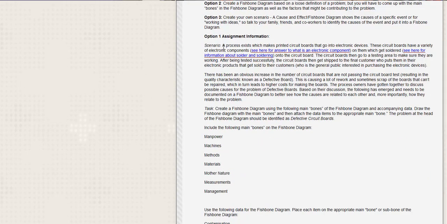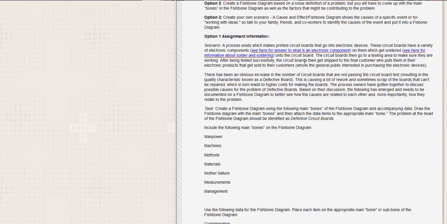Okay, so the scenario is a process exists which makes printed circuit boards that go into electronic devices. These boards have a variety of electronic components. Here's that information on them, which get soldered onto the circuit board. The circuit board then goes to a testing area to make sure they are working. After being tested successfully, the circuit boards then get shipped to the final customer, who puts them in their electronic products that get sold to the customers, who is the general public interested in purchasing the electronic devices.